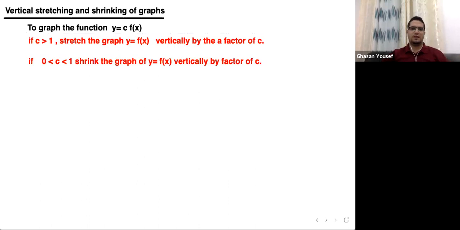So depending on the value of c, if c is greater than 1, we have to stretch the graph of y equals f of x vertically. But if c is between 0 and 1, like 1/2, 1 over 4, 1 over 5, we have to shrink the graph of y equals f of x vertically by the factor c.